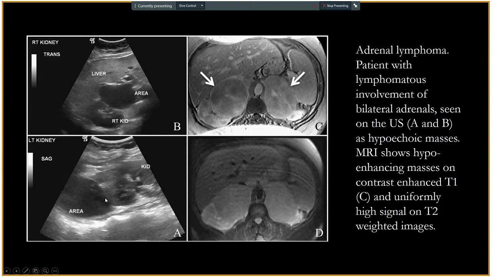These masses were characterized on MR. You can see here a large mass arising from the right adrenal. Here is the mass arising from the left adrenal, and they're showing high T2 signal and minimal enhancement.